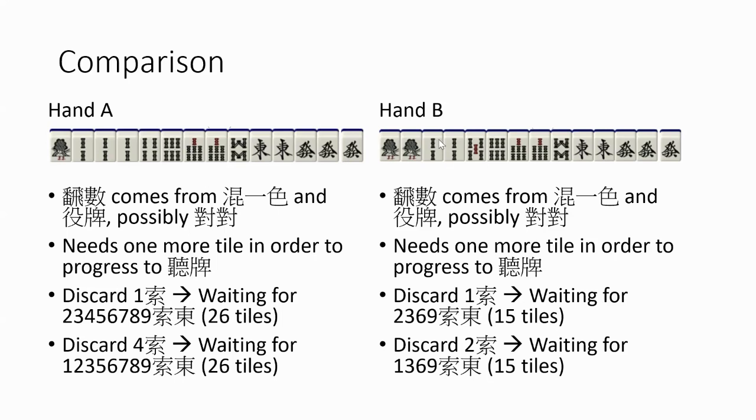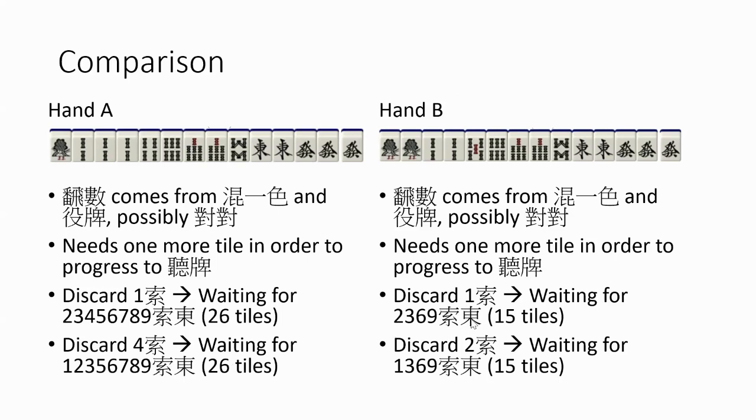Now we focus on hand A first. We have quite a number of options. Say for example, we could discard 1索, and we will be happy if we draw 2, 3, 4, 5, 6, 7, 8, 9 索 or a Dong in the next draw, okay? Or if you discard 4索, then if you draw 1, 2, 3, 4, 5, 6, 7, 8, 9 索 or a Dong, you will be very happy.